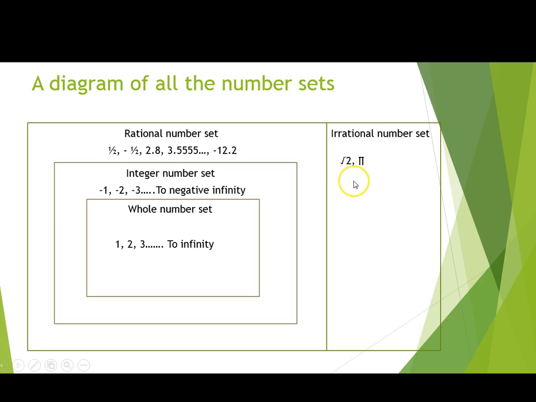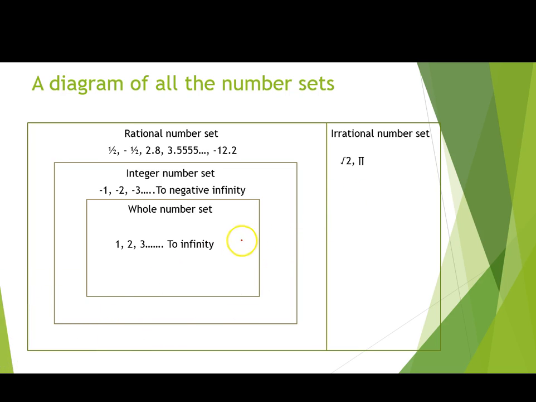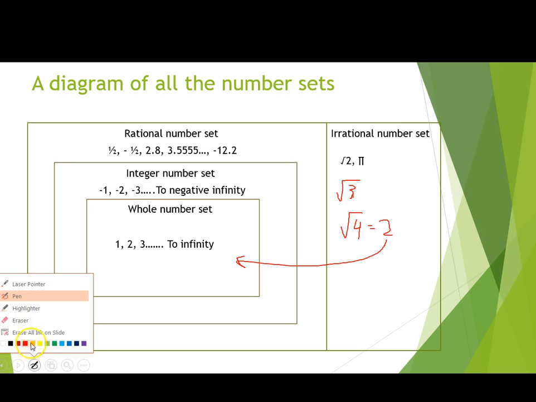Most roots are irrational, but there are a few that aren't. For example, square root of 3. That's irrational. It belongs here. But square root of 4 is rational because you can simplify it. When you simplify it, it becomes a whole number, and that belongs over here. So before you choose what place it's in, you have to be able to simplify that number.